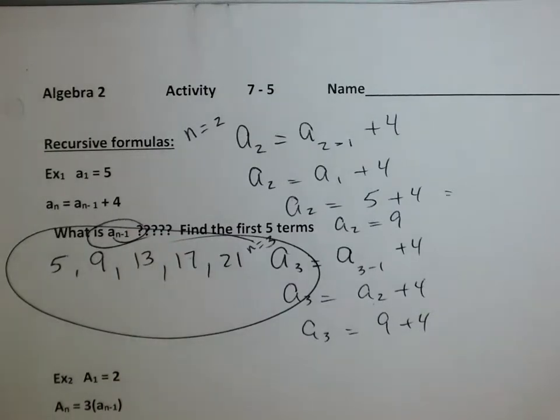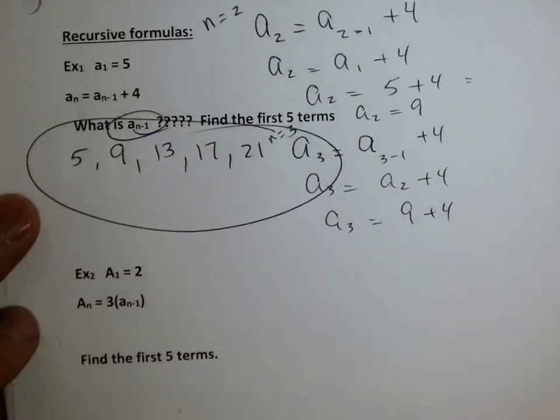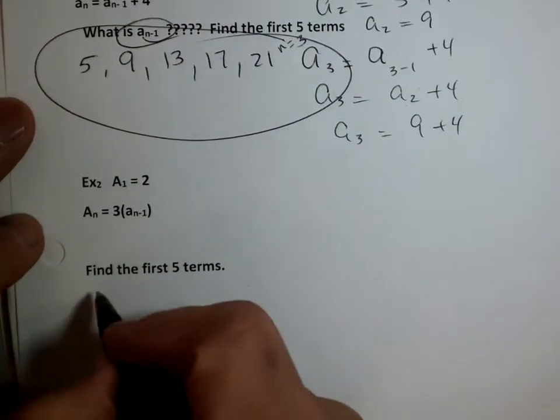So let's take a look at example 2. Same kind of thing. Okay, we know a1. We know a1 is 2.